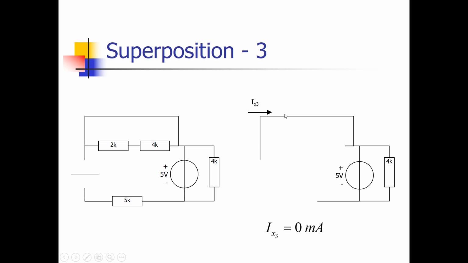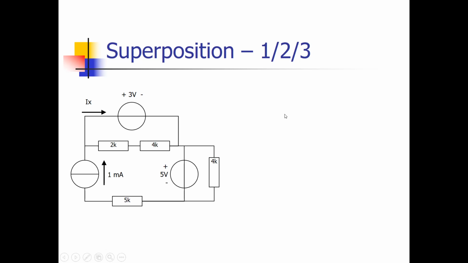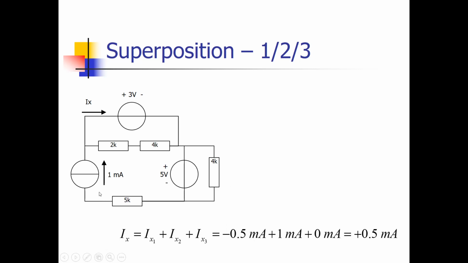Well, we have 3 contributions due to 3 sources, 2 voltage sources and 1 current source, and we can add them all together. We have minus 0.5 milliamps as a contribution from this voltage source, 1 milliamp as a contribution from this current source, and 0 milliamps as the contribution from this voltage source, which add up to 0.5 milliamps. So that is all about superposition, and as you have seen, that makes life much easier in complex networks where many voltage sources and many current sources are involved.